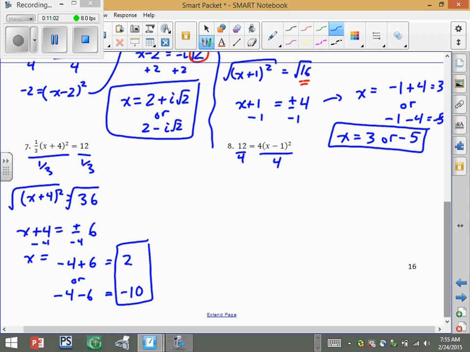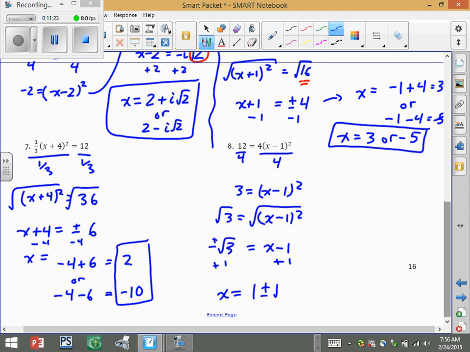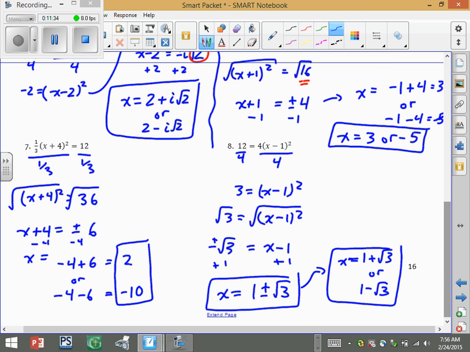And one more problem here. Number 8, we'll divide both sides by 4, so we end up with 3 equals x minus 1 quantity squared. Now let's take the x minus 1 squared, take the square root of that, and it turns into x minus 1. We take the 3, we take the square root of that, and that turns into plus or minus root 3. And now we got to add 1 to both sides. So here x equals 1 plus or minus square root of 3. I could have also written that as x equals 1 plus square root of 3 or 1 minus square root of 3. These are really saying the exact same thing.